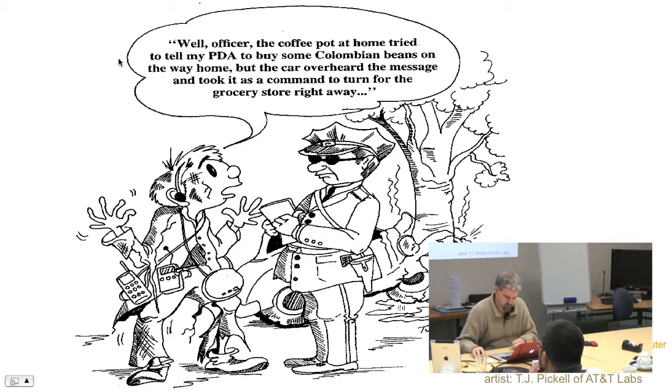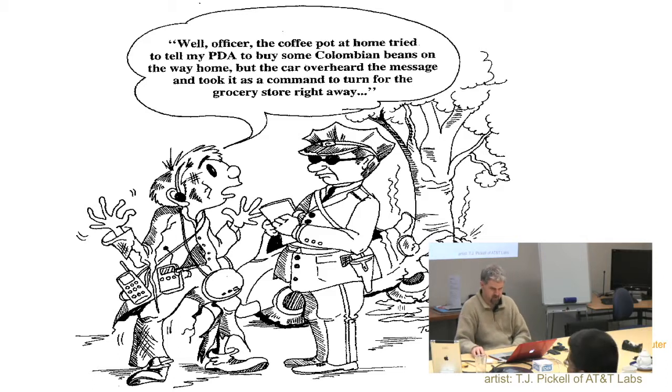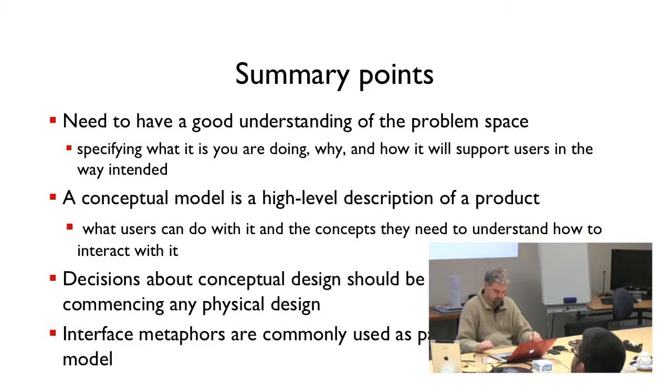So here's a comic that talks about the problems of the invisible computer. The guy says, well, obviously the coffee pot at home tried to tell my PDA to buy some Colombian beans on the way home, but the car overheard the message and took me to the grocery store right away. So somehow the coffee machine caused him to have an accident because it told his car navigation system how to drive. So you can imagine in the future, if you've got invisible computers, there could be some interesting things happening with the design around those things.